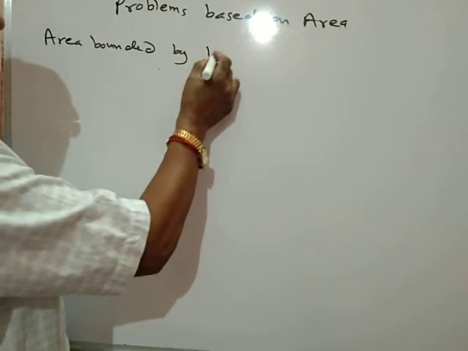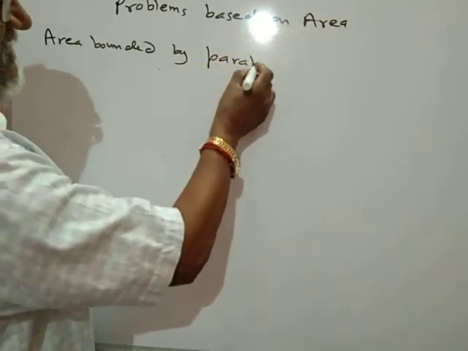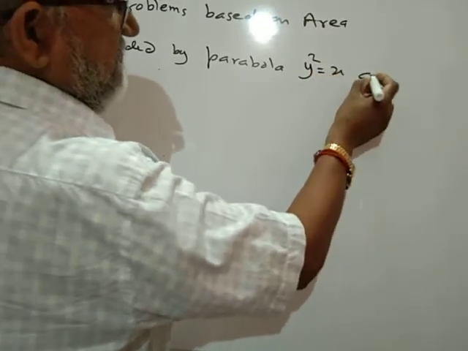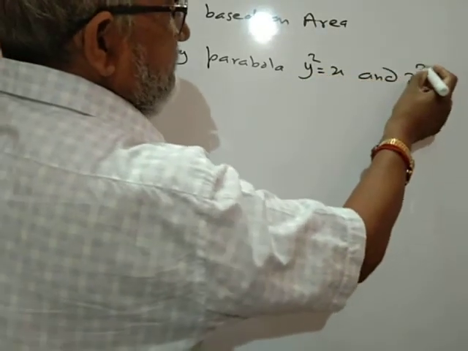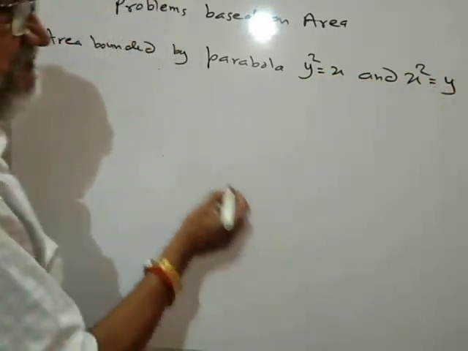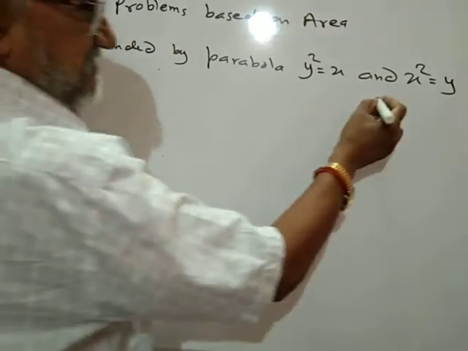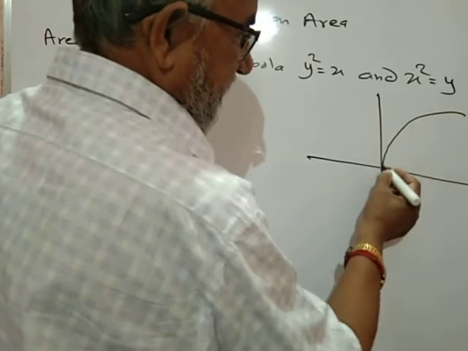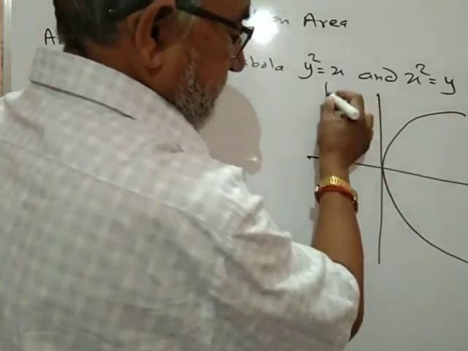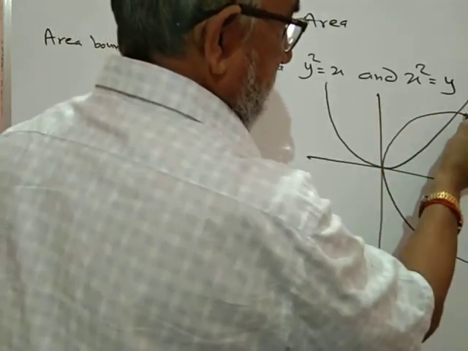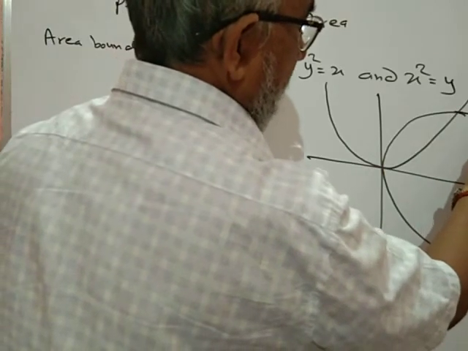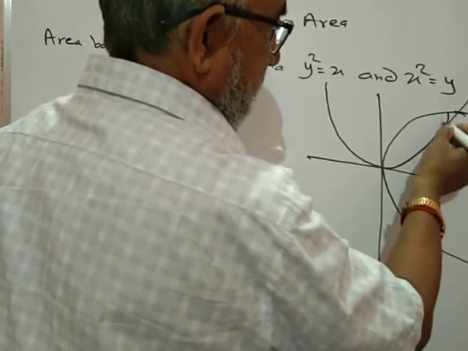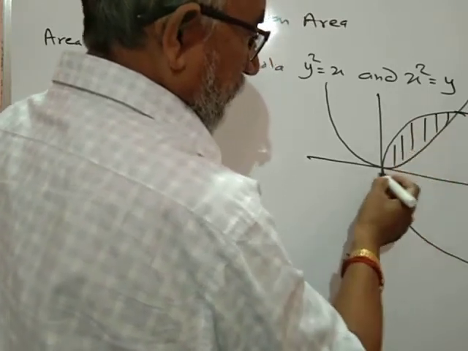Area bounded by parabola y square is equal to x and x square is equal to y. So look here, the required area is this. y square is equal to x, x square is equal to y. This is the area which we require.